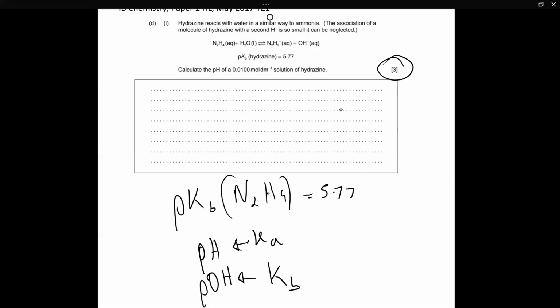What is pOH? pOH is potential of hydroxide, because OH, right? And as you may have guessed, since pH tells us how acidic or non-acidic a substance is, pOH tells us how basic a substance is.